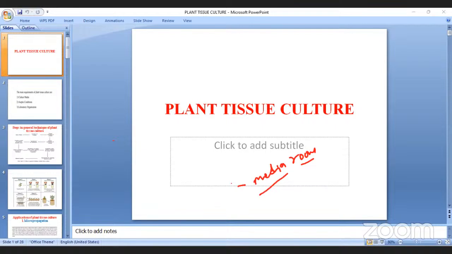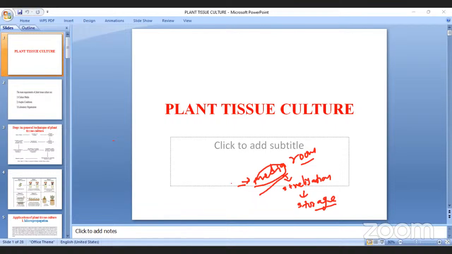First of all, we have one specialized room for media preparation. During preparation, some microbes can get in. That's why we need the sterilization process. And after sterilization, we store the culture media. So that is the first step.